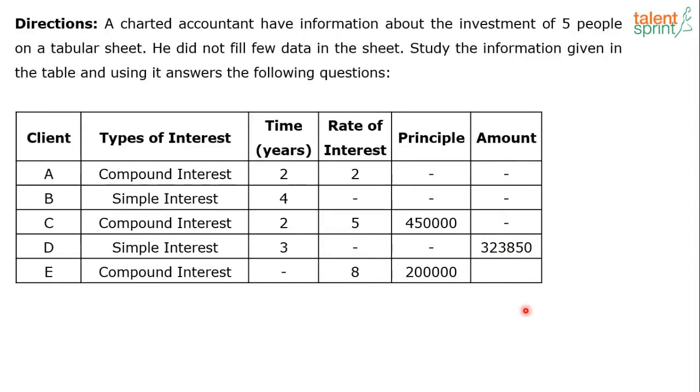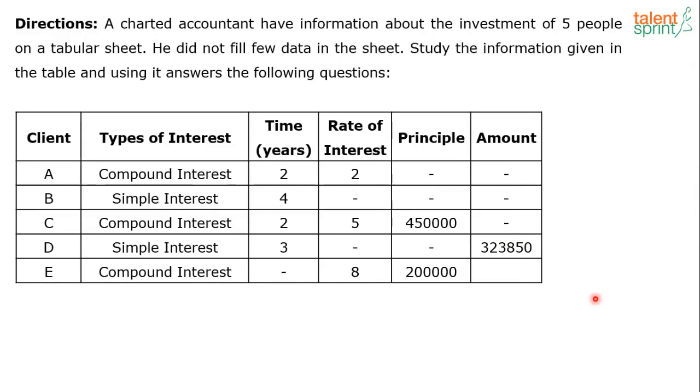Like for example, for client A, the investment is done on CI, right? Time period is 2 years, rate of interest is 2% per annum, principal amount is not given, amount also is not given. But look at the data for client C. I think for client C we have got a lot of data. He's talking about compound interest, time period is 2 years, rate of interest is 5%, principal amount is 4,50,000. So we can calculate the amount. Now I'm assuming this is the amount of interest, right? Or maybe the total amount, you never know. Amount of interest only, let's assume.